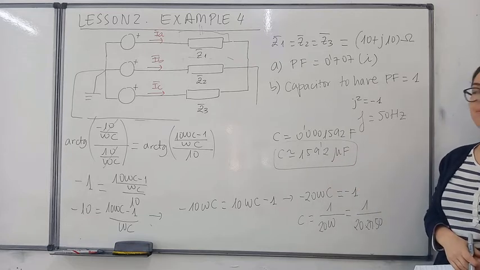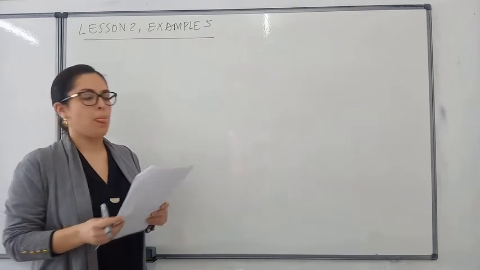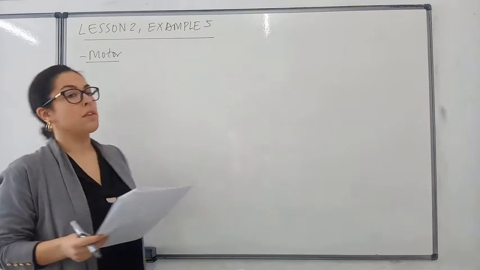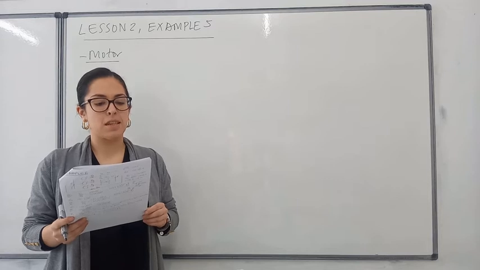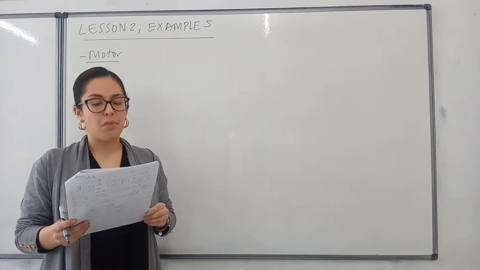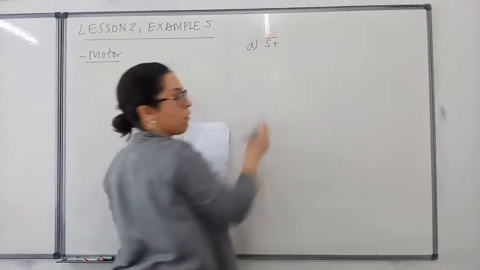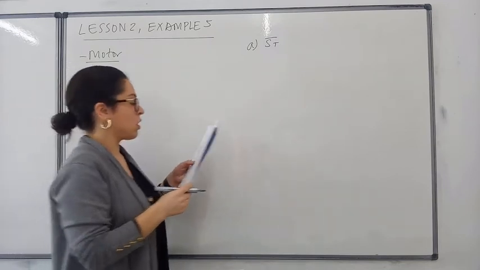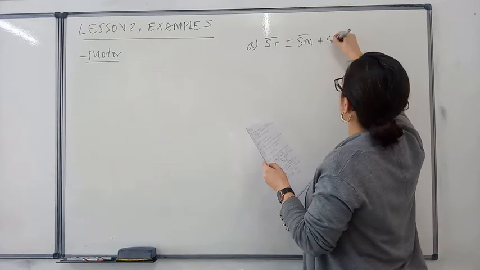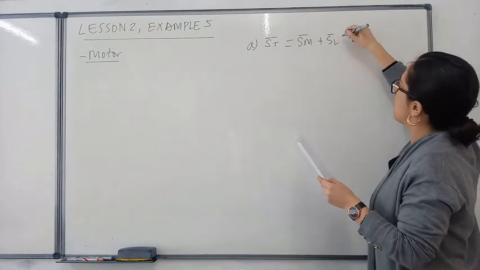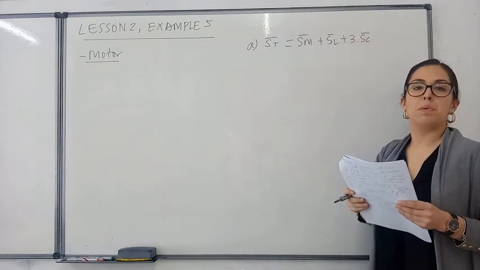159.2 microfarads. In this video, we are going to explain example 5 of lesson 2. So we have an electrical system in which the loads are a motor, a lighting system, and some computers. And the first question asks for the total complex power absorbed by this assembly of loads. That would be the sum of the complex power of the motor plus the lighting system plus 3 times the complex power which is absorbed by one computer.